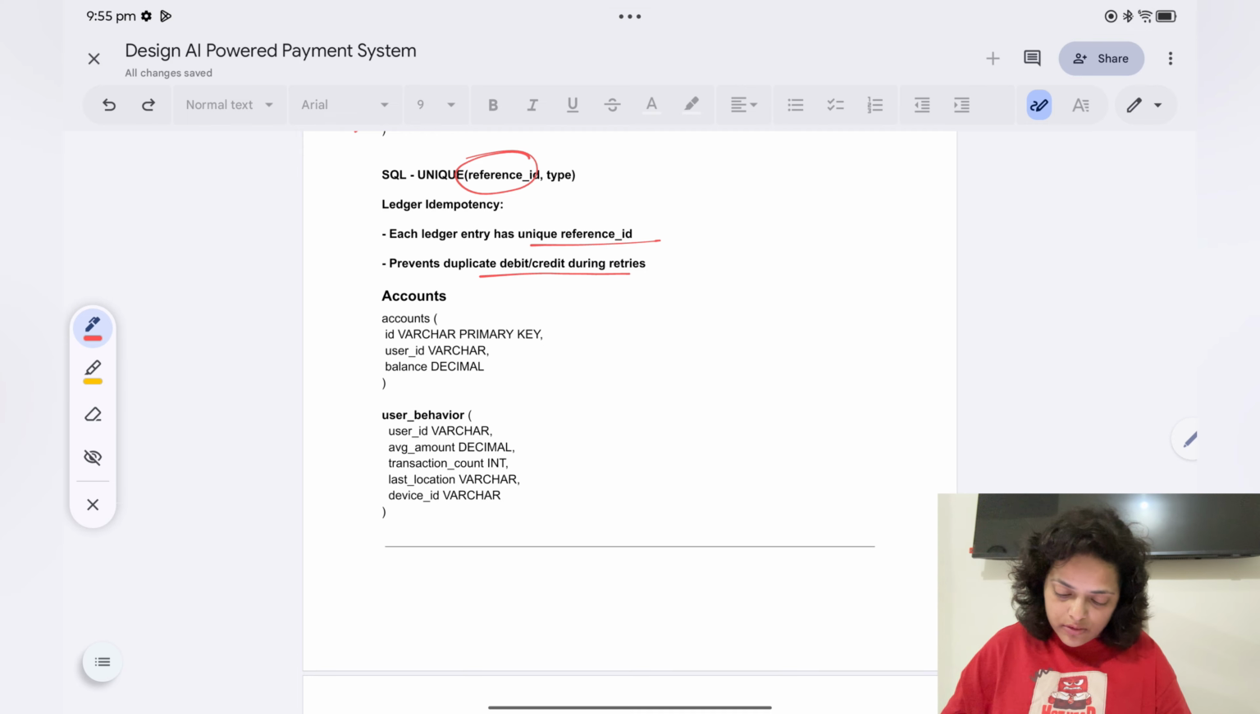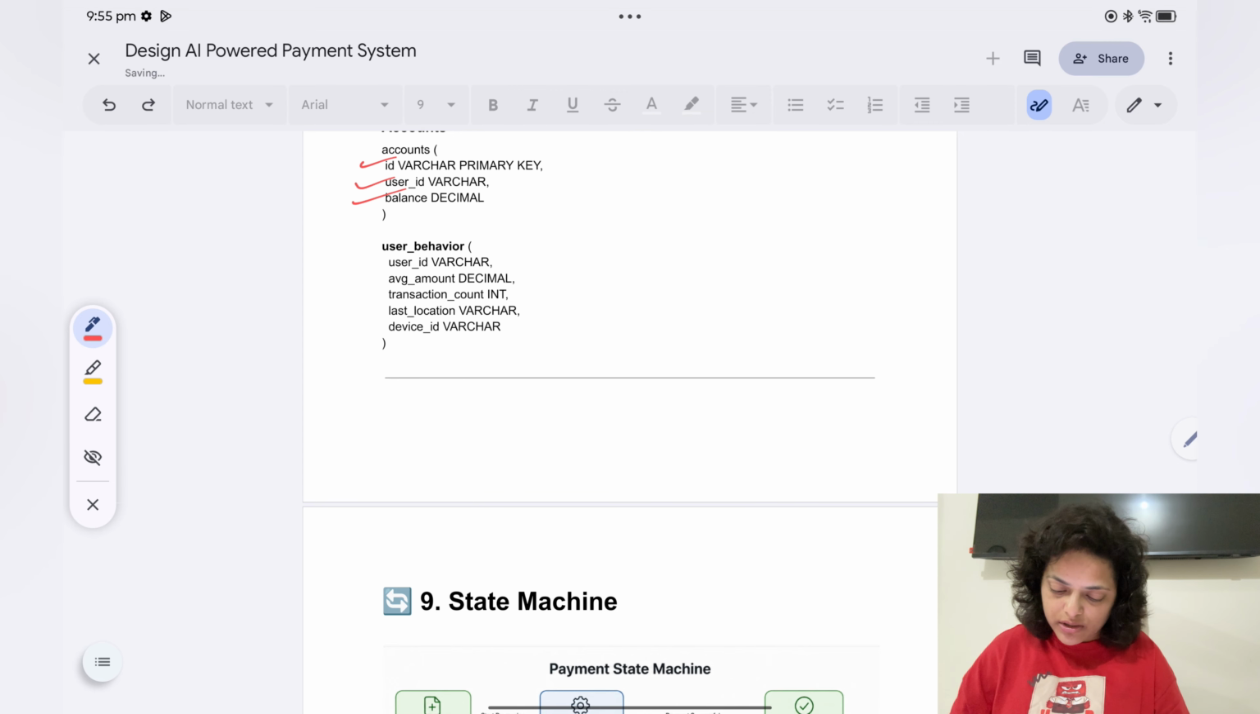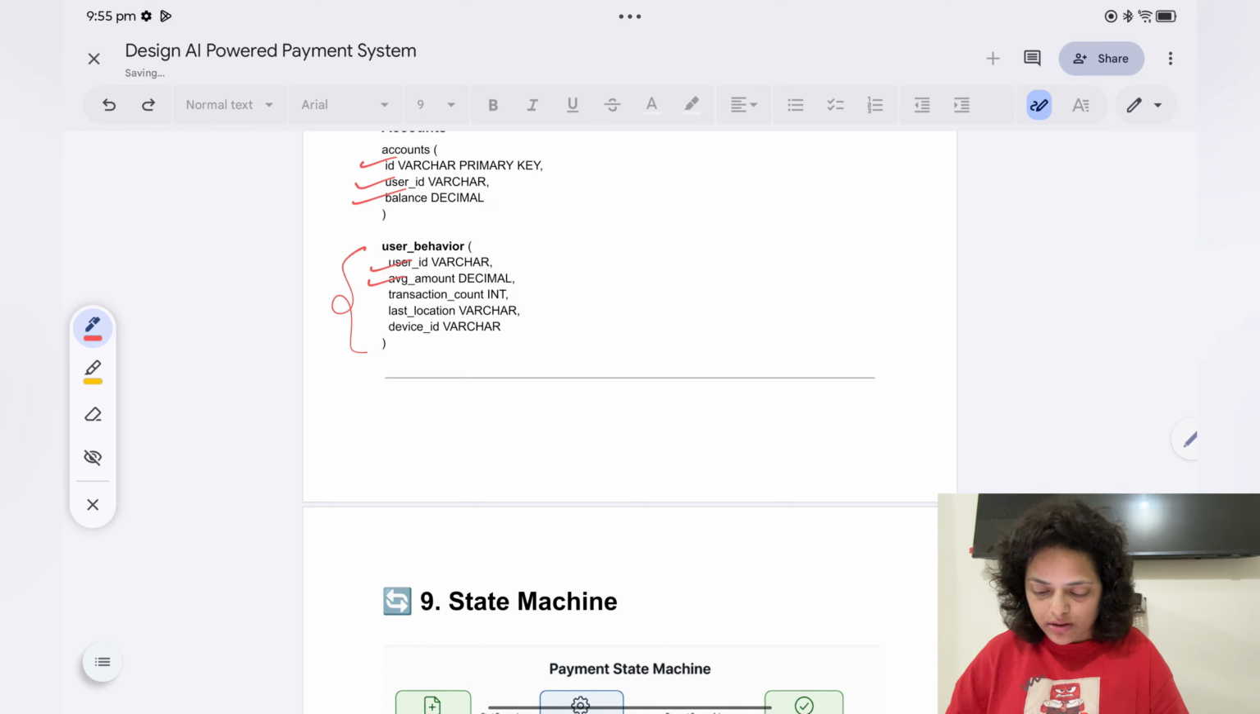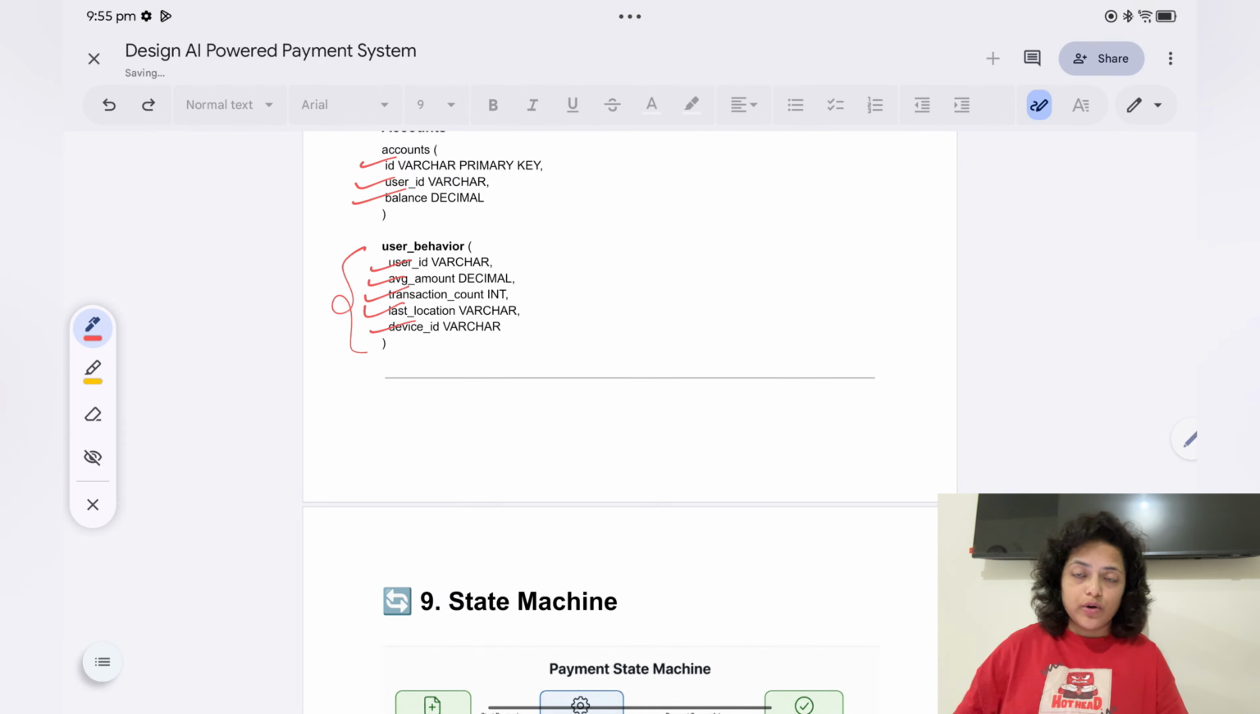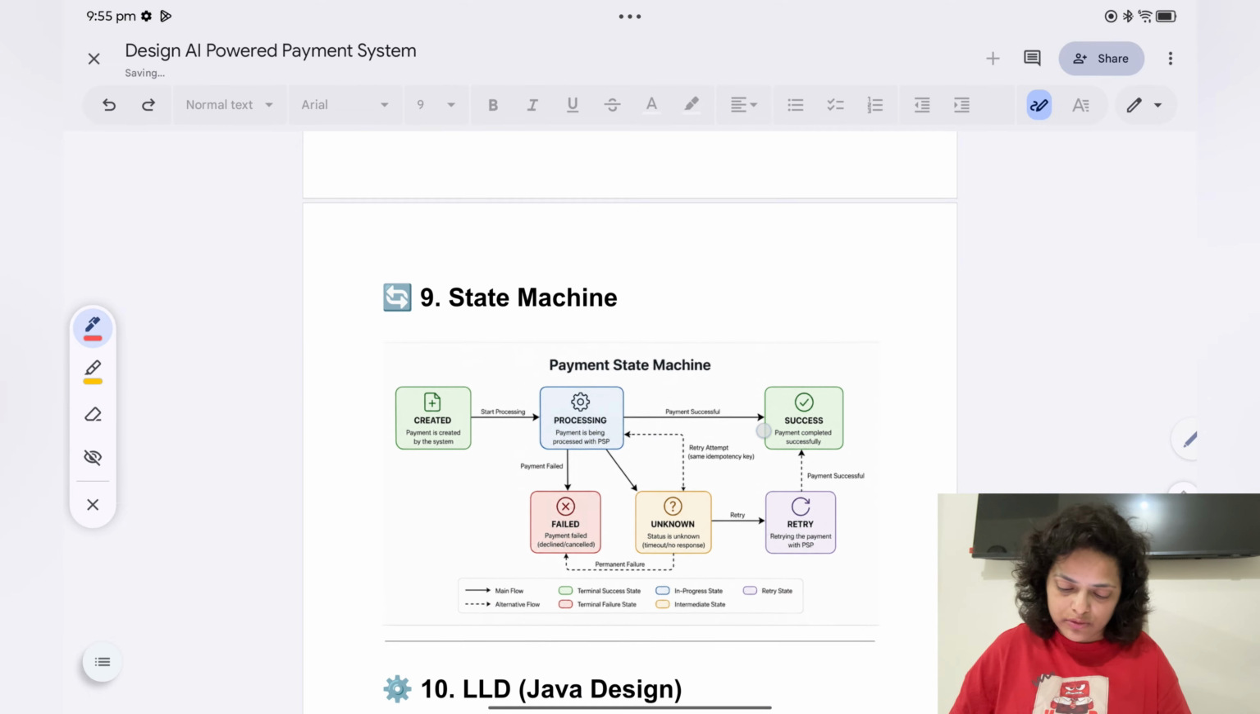Now account table, you will have the ID, user ID, and balance information, and user behavior, this one we will use for the AI purpose. Okay, so here you will have user ID, average amount, then transaction count, last location, and device ID. Okay, for the user behavior we will be using this table.